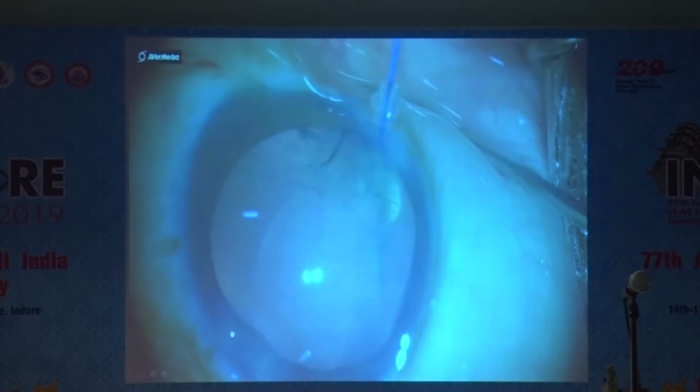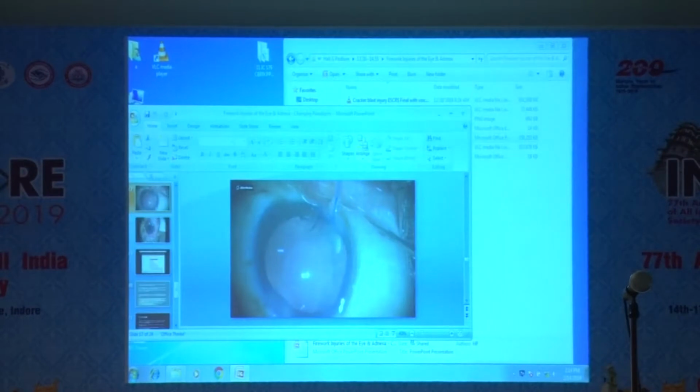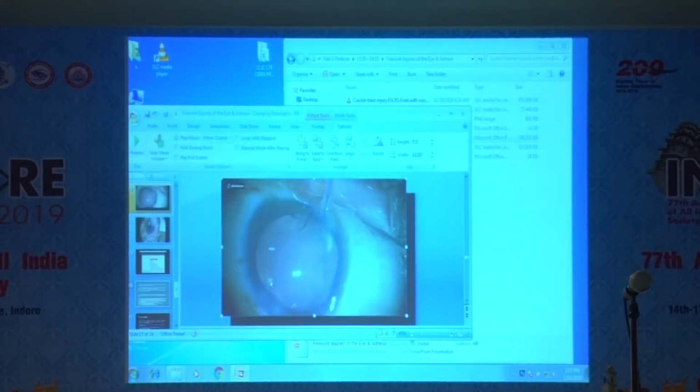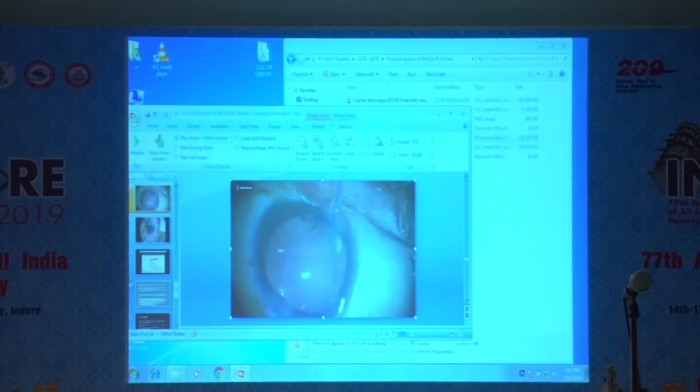So this was a case with a firecracker blast injury, and the child had a foreign body embedded in the pars plana. We could find it by UBM, and then we planned along with the vitreoretina surgeon. The anterior segment surgeon did a cataract surgery and central capsulorhexis. Then we made a posterior capsulorhexis and did a limited anterior vitrectomy.